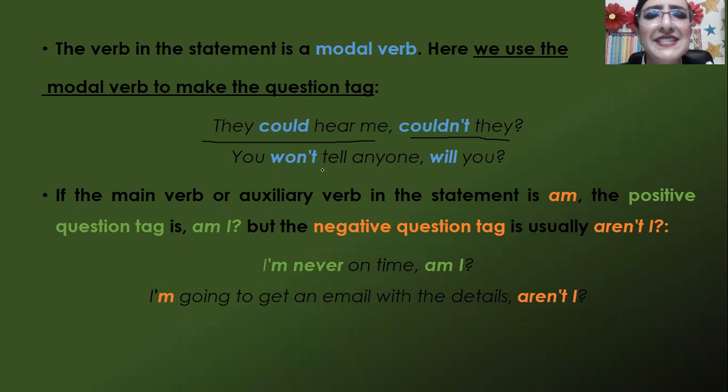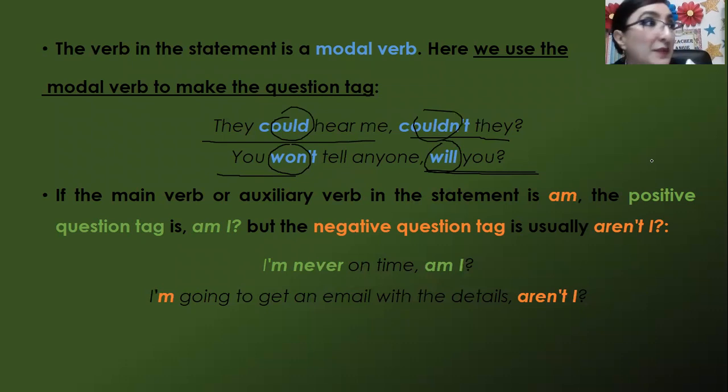They won't tell anyone. Will you? Sorry, you won't tell anyone. Will you? Negative, affirmative. Excellent. The same modal verb is going to be here. This is easy. When you have the modal verbs, you are not going to be suffering. The difference with the ones that don't have the modal verb is that we need to be looking for the tense and what the modal verb is for each tense. Well, the auxiliary.